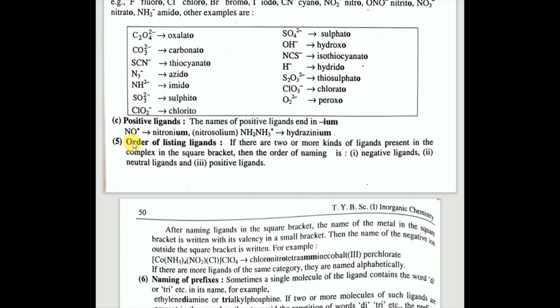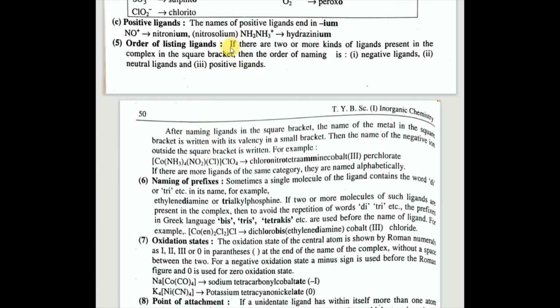Then the next important rule is the order of listing ligands. I previously explained this already; this is the fifth rule, order of listing ligands. If the ligands are many in the complex, at that time first we write the name of negative ligands. Means there are 3 or 4 types of ligands. Then first we write the name of negative ligands, then the name of neutral ligands, and finally the name of positive ligands. Simply, negative to this side, neutral at the center, and positive at the last. So after naming the ligands in the square bracket, the name of the metal in the square bracket is written with its valence in a small bracket.